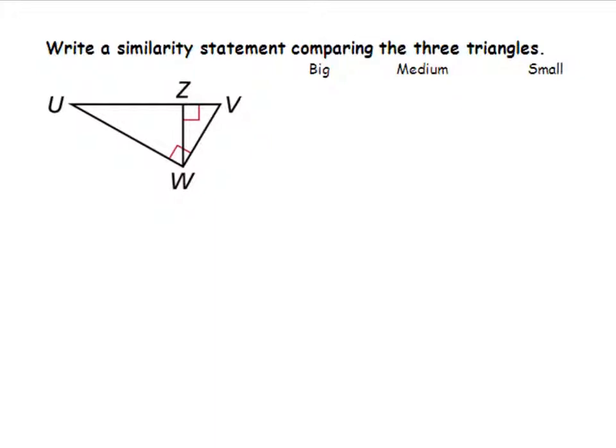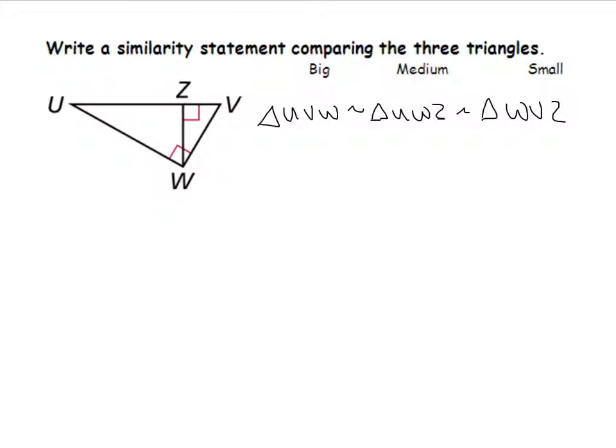So here we are again. We have a large right triangle. We have an altitude going from a vertex over to the hypotenuse. What I would like for you to do then is write a similarity statement comparing the three triangles, okay? So pause me and then come back. We'll see if we have the same answer.